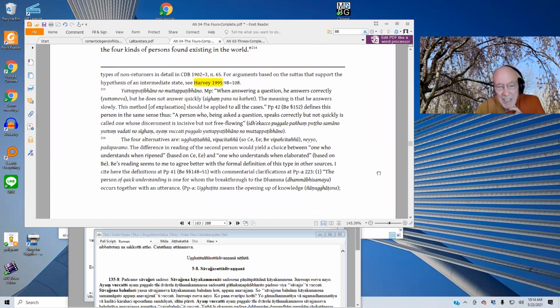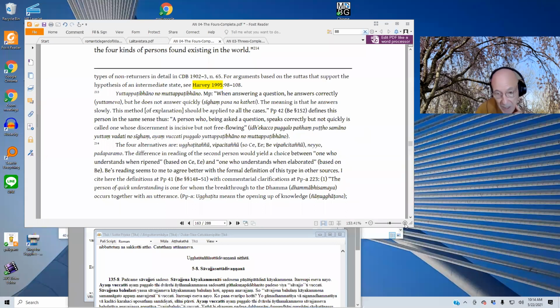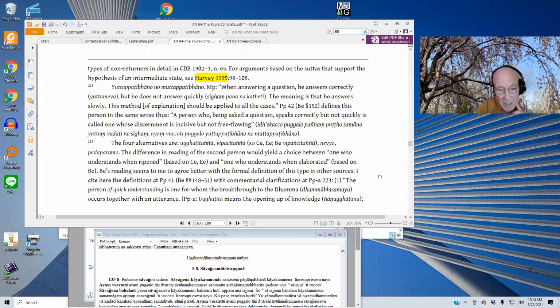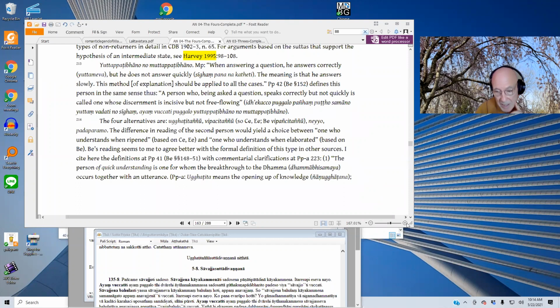Can you see the screen? Is it amplified? Is it expanded enough? We can see it, Bhante. Okay. It could be made larger. Okay, let's go a little bigger. This okay? Yeah, that's better.